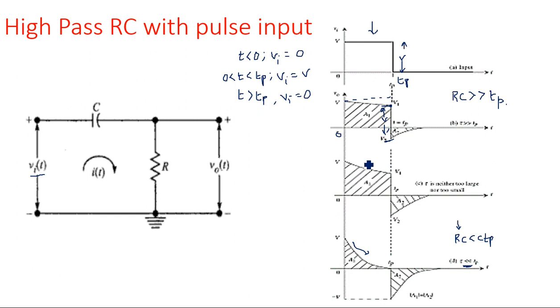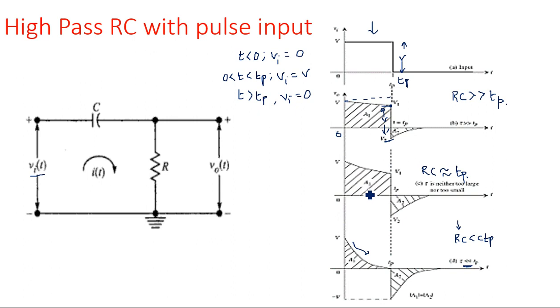Now see here, it is a moderate change, where RC is comparable with the time period Tp. In this particular case, the signal is moderately charged, neither RC greater than Tp as in our previous case, nor the next case.